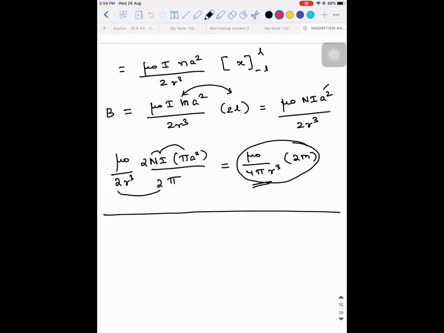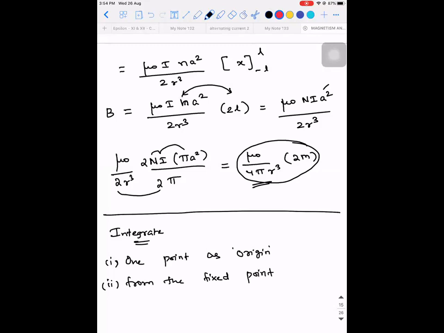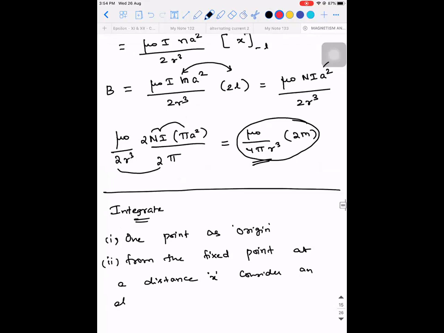Most of you might get scared looking at these integrations. So wherever you need to integrate in physics, I'm talking about throughout physics, not only for this derivation, these are the common steps you will follow. First, take one fixed point as origin. Okay, this is very important. Second, from the fixed point, at a distance x, consider an element of thickness dx.